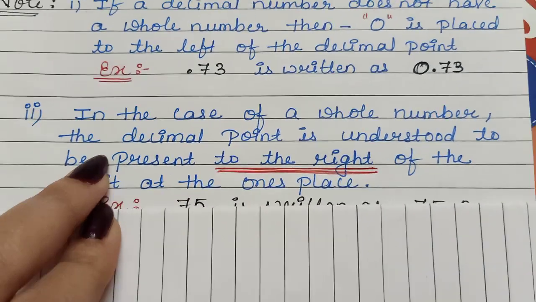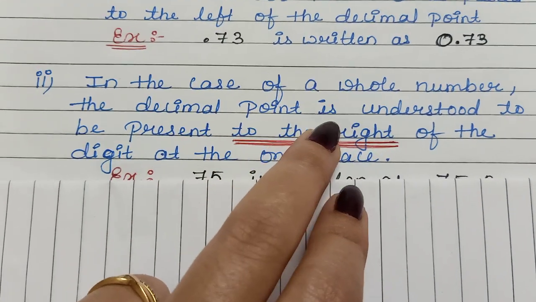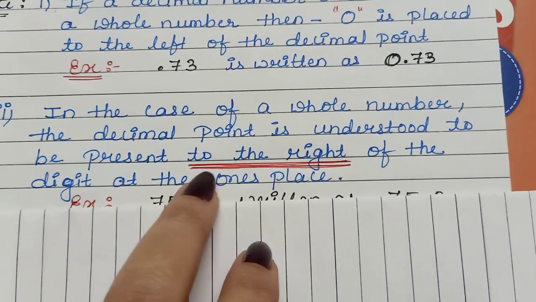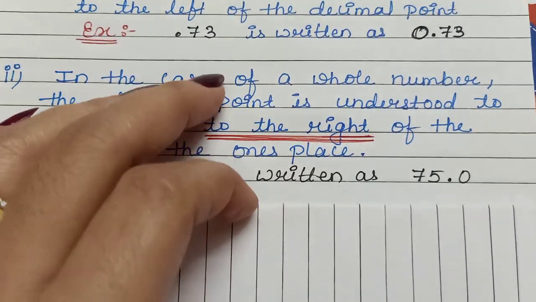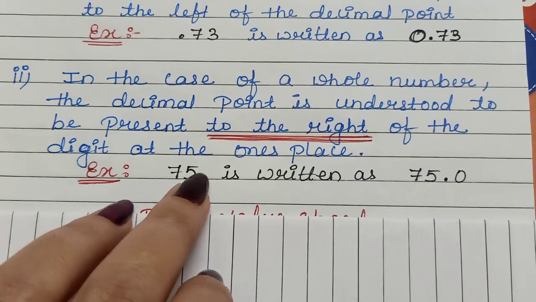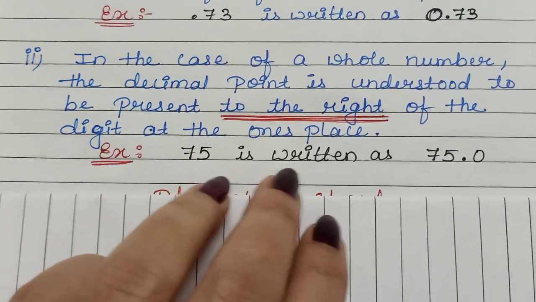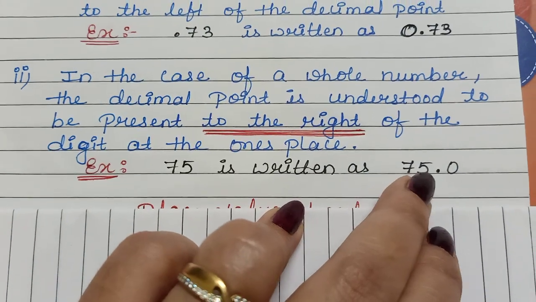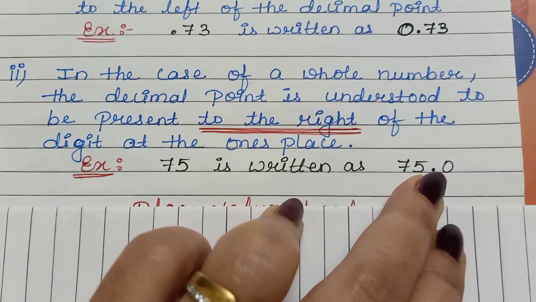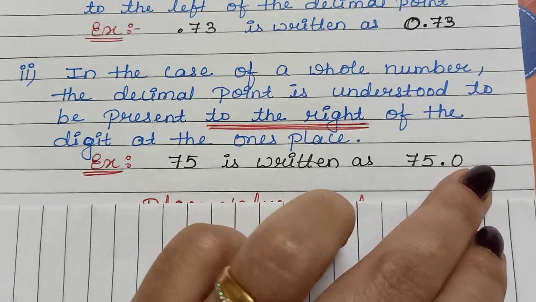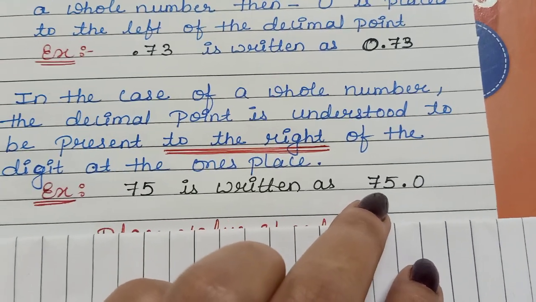In the same way, in case of a whole number, the decimal point is understood to be present to the right of the digit at the ones place. This also we will see with the help of an example, that is 75. 75 is a whole number and it can be written as a decimal, or we can consider it as 75.0. Now after the decimal point, whether you add one 0, two 0s or three 0s, depending on your requirement, that will not change the value of 75.